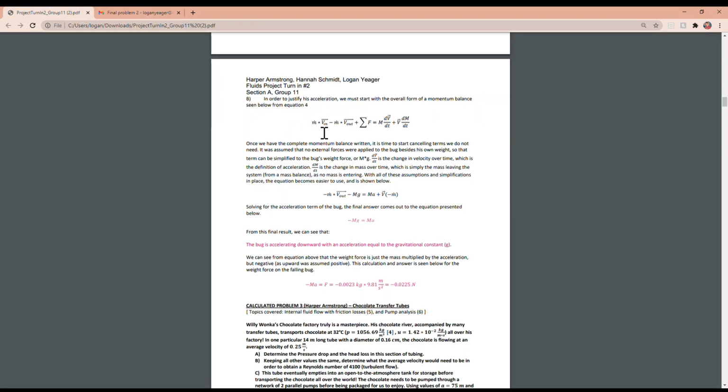The last part can be modeled with a momentum balance. This can be simplified because we know that there's no mass flow rate going in, and we know the only force acting on it is the gravity force. We know the change in velocity over time is acceleration, and this is also going to be the mass flow rate. This is the resulting equation, and solving for ma, we get that ma equals negative mg. That means the acceleration is negative gravity. This means that the force acting on the bug will be equal to m times a, or this.